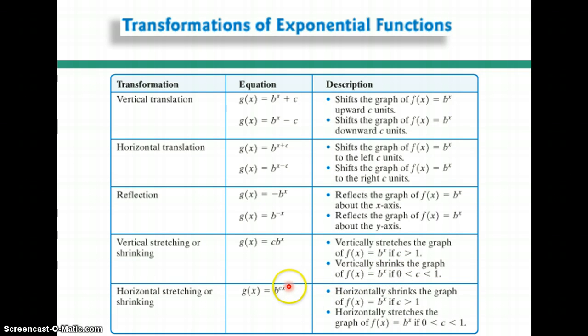If C unit multiplied with the exponent, when C greater than 1, horizontally shrinks the graph. When C less than 1, horizontally stretches the graph.